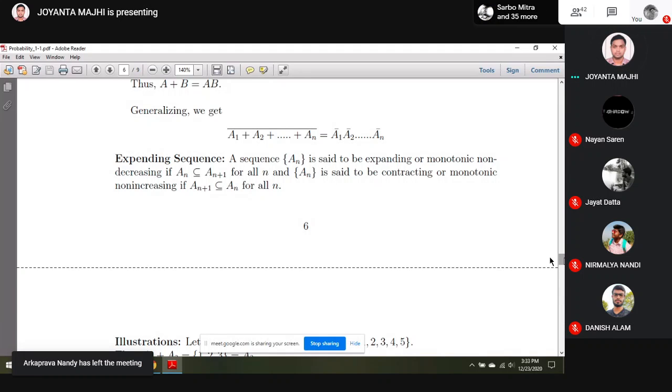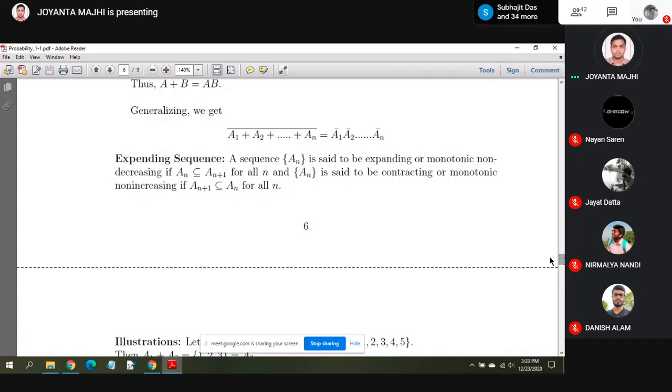Now we talk about expanding sequence of sets. A sequence An, where the An are sets, is said to be expanding or monotonically non-decreasing if An is a subset of A(n+1). On the other hand, it is called contracting or monotonically non-increasing if A(n+1) is a subset of An.